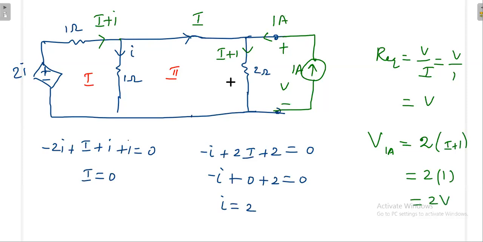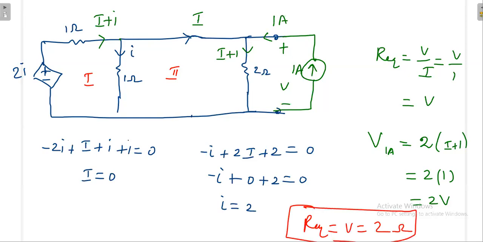The voltage drop here is 2 volt, here also 2 volt, and here also 2 volt only, because everything is in parallel. Even if you take small i is equal to 2, you'll get the same answer, because all these three elements are in parallel. Now I need only the voltage. My voltage is equal to R equivalent now. So finally R equivalent is equal to V, but V here is equal to 2. So 2 ohm is the answer.